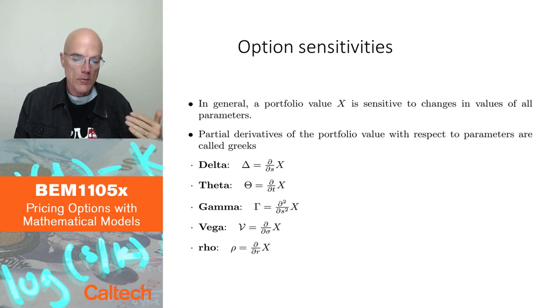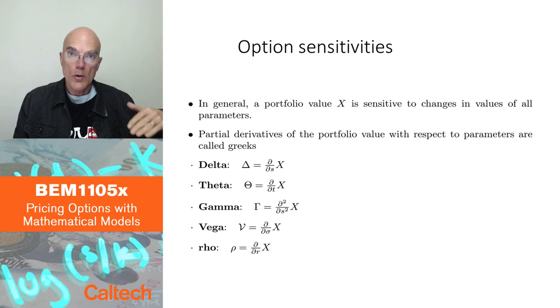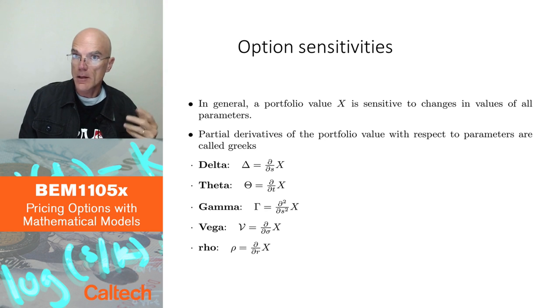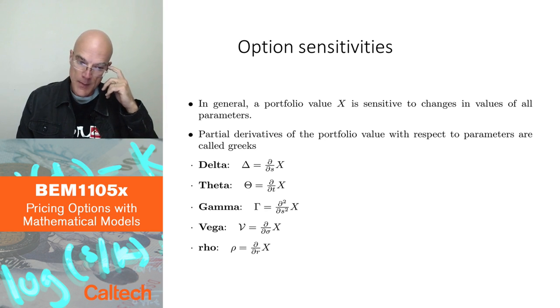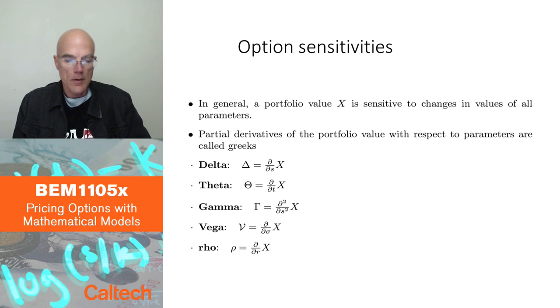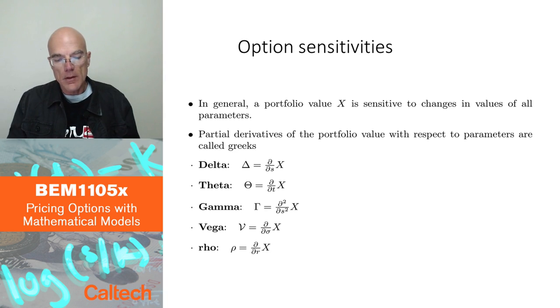So one way to keep the risk of your portfolio low relative to the movements of the underlying factors is to keep these sensitivities close to zero. Okay? Not too negative, not too positive. So that's one practical way of using the ideas from Black-Scholes-Merton theory for keeping the risk of your portfolio low. All right, so let's see how that works.